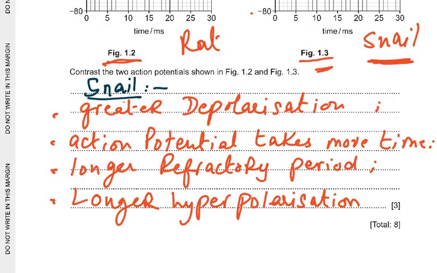So you can see all these points. So we must give it, which one are you talking about? Are you talking about the rat or the snail? So you write that on the top as a heading. And then you talk about that, is snail has a greater depolarization. In this way, you don't have to even give a long comparative statement. And this is happening in the rat and this is, so even you use the word greater, longer, shorter, anything like that, that's a comparative word which you must use, and you must learn to use that in your paper 4s. So greater depolarization, action potential takes more time, longer refractory period, and longer hyperpolarization.